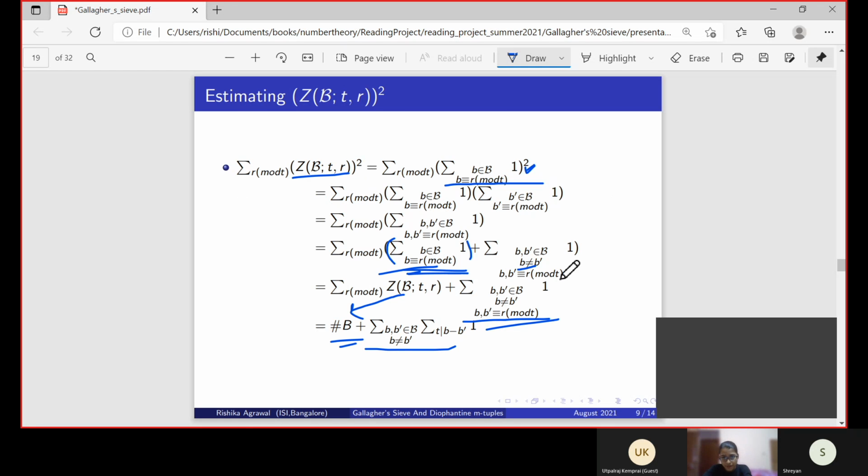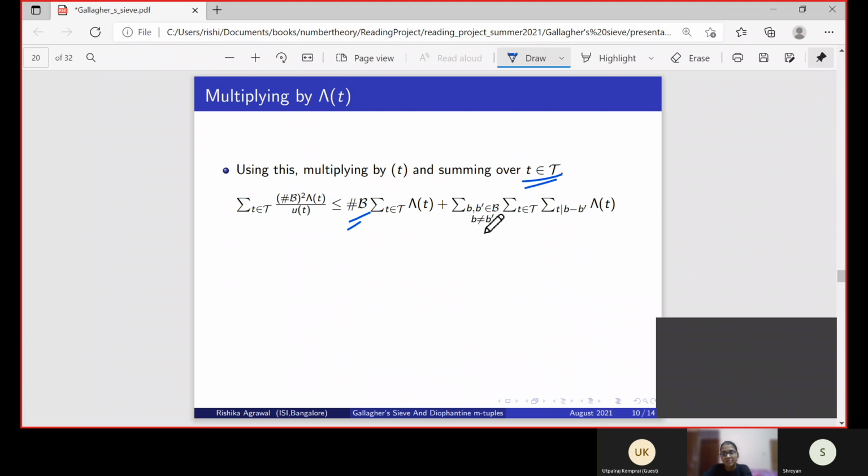Then adding to that, we would have the second term, summation b, b prime belongs to B, b not equal to b prime, summation t divides b minus b prime of lambda of t, and then summation t belongs to T. So here we have again interchanged the summations. We had taken the summation over t afterwards, but we have pulled the summation of b, b prime belongs to B outside summation t belongs to T. This can be done until the summations are independent, and sometimes we change the variables and try to interchange the summations.